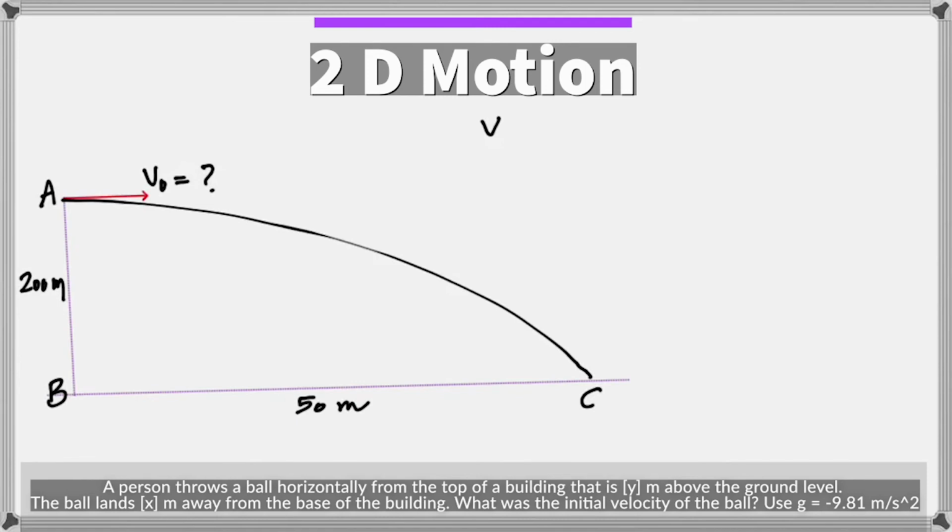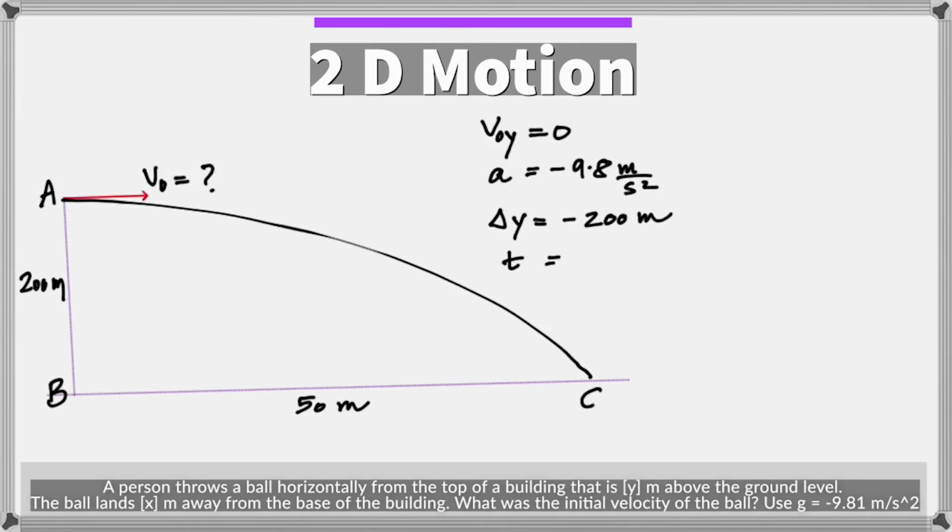So like I said, we have to separate the x and the y. So right now we're going to talk about the y quantities. What is the initial y velocity? 0. So I'll say V0y is 0 meters per second. And we know acceleration is negative 9.8 meters per second squared along the y-axis. We're given delta y. It's negative because it's going down. So it's negative 200 meters.